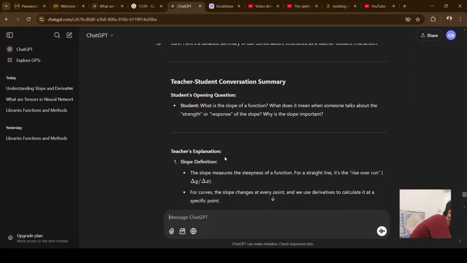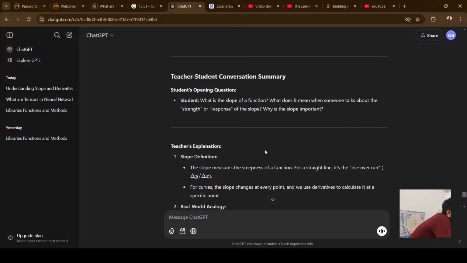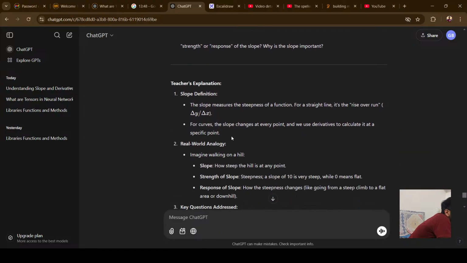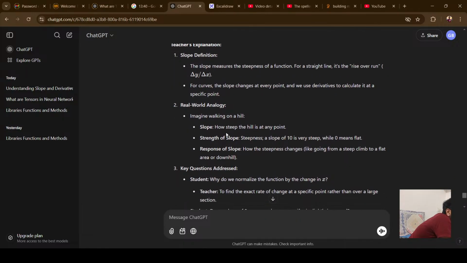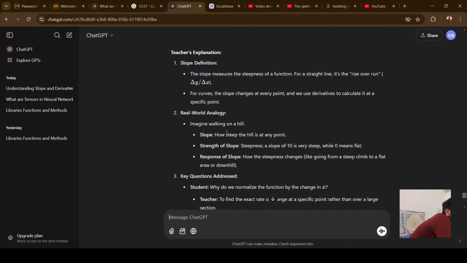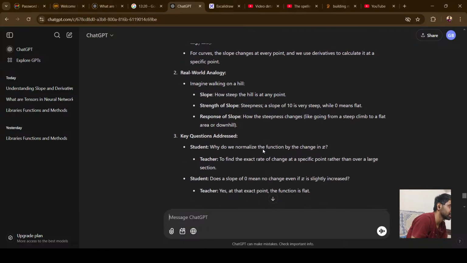What is the slope of function? What does it mean when someone talks about the strength and response? What is slope? The slope measures the steepness of a function. For straight lines, the rise over run. For curves, the slope changes at every point, and we use derivatives to calculate it at a specific point. Real world analogy. Imagine walking on a hill, how steep the hill is at any point. Zero means it's flat. Response means how this steepness changes.